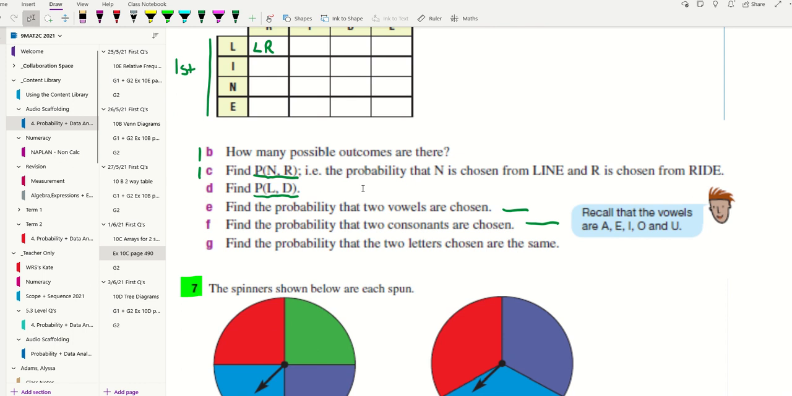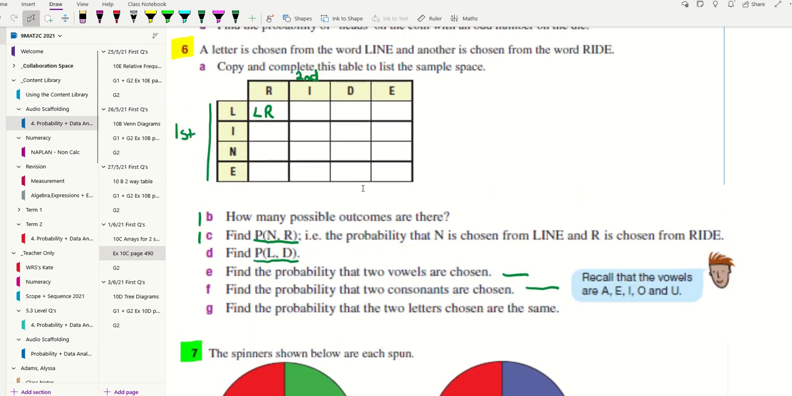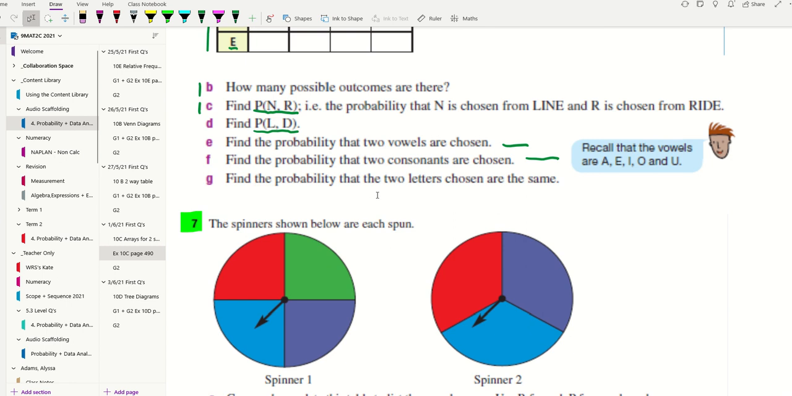And then the last one, find the probability that the 2 letters chosen are the same. So what we notice is that we do have 2 I's, an I in line and an I in ride, and we've got an E in both words as well. So you're looking for the probability that the 2 letters chosen are the same. Remember, you can have both those probabilities, I and E. Okay, so you should be able to get through those.